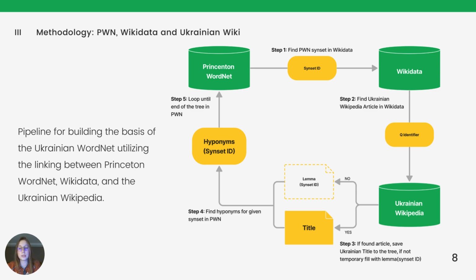The linking procedure is as follows. We start by looking for a Princeton WordNet synset that is linked to Wikidata using the synset ID. Next, we find the Ukrainian Wikipedia article in Wikidata. Then two options are possible. If the search in the previous step is successful, we have a word to fill the node of our tree. If not, we temporarily store the English lemma from PWN at this node to fill the gap later. Finally, we find the hyponyms of this synset and continue the process until the end of the tree.